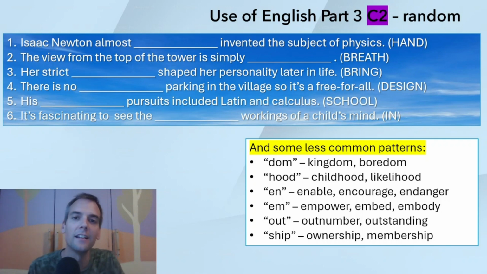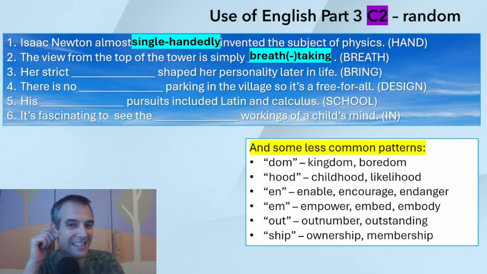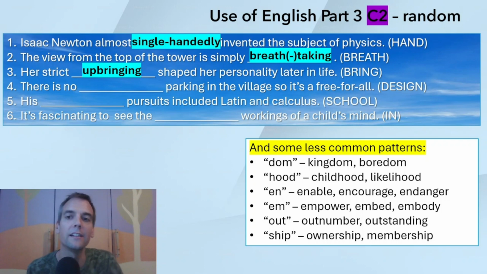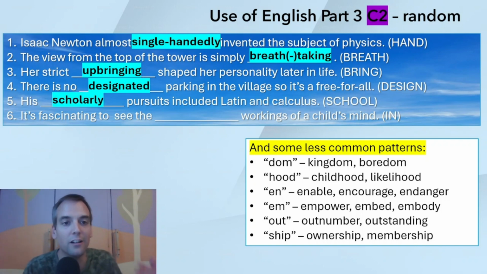Here come the answers. Isaac Newton, of course, did this by himself, so he single-handedly invented physics. The view would be breathtaking, which can have a hyphen or not. What shapes your personality? Your upbringing. There's no designated parking, as in it's not designated, it's not been assigned, given out. And the adjective from school is scholarly. A scholar is a person who works with academic things, so scholarly becomes the adjective.